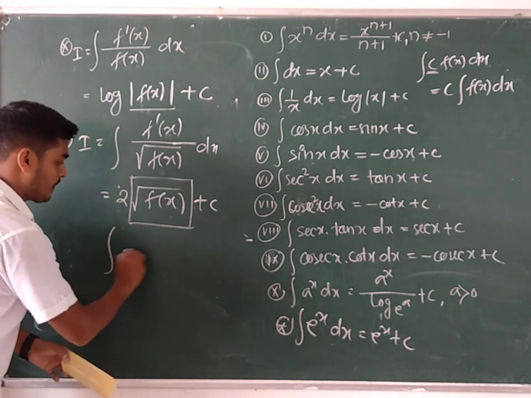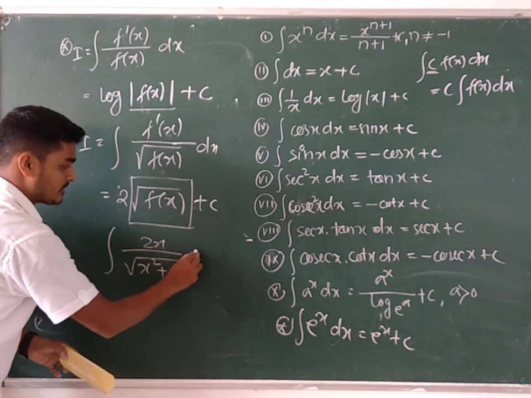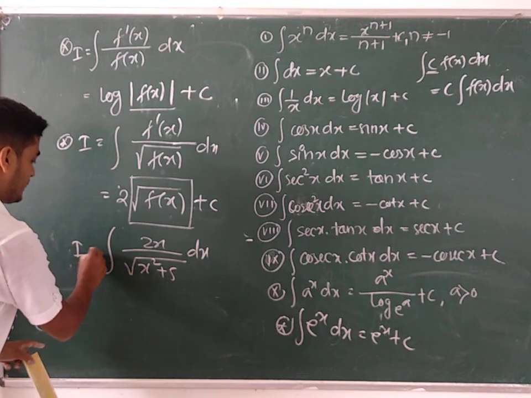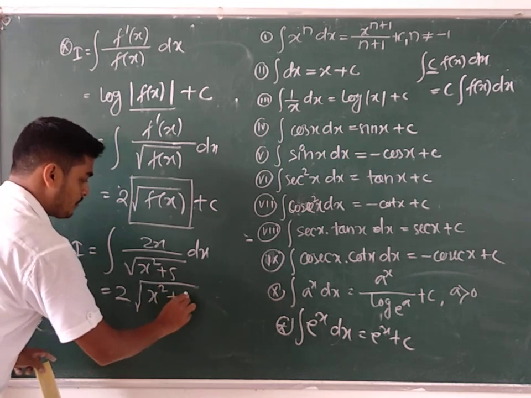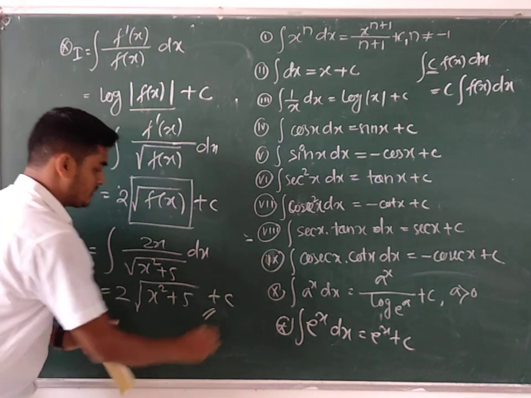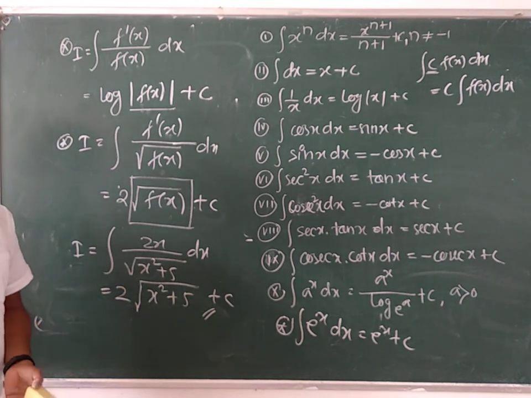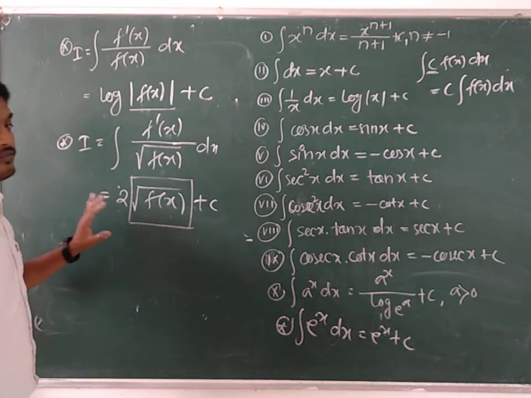For example, twice x by square root of x square plus 5. What is the derivative of x square plus 5? Twice x. A square root is there, that's why its answer is equal to 2 times the square root of the denominator. What is the denominator? x square plus 5. It is 2 times the square root of x square plus 5. This is the answer. In this way we can easily write it down. These two formulas are very important.